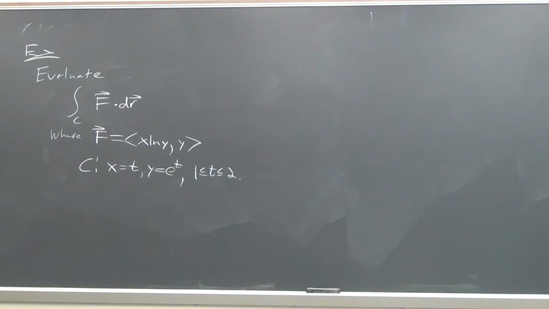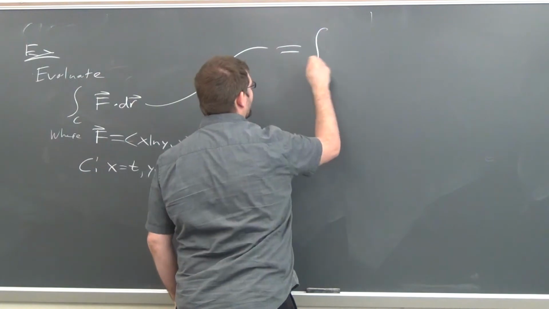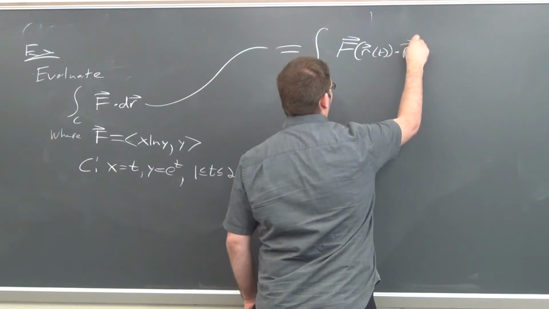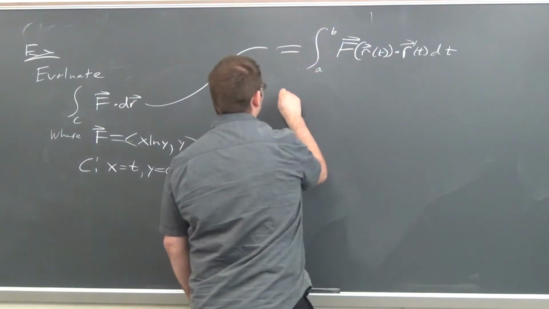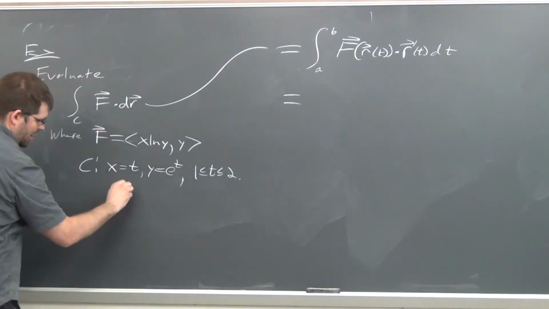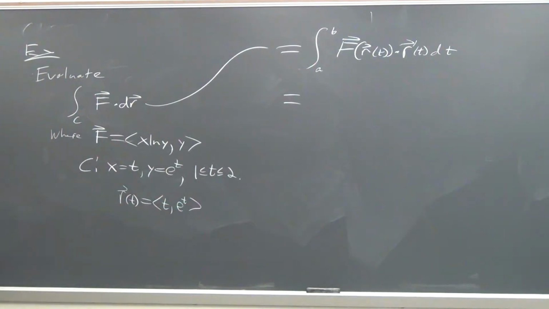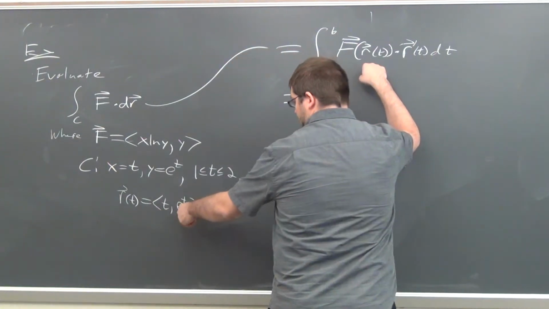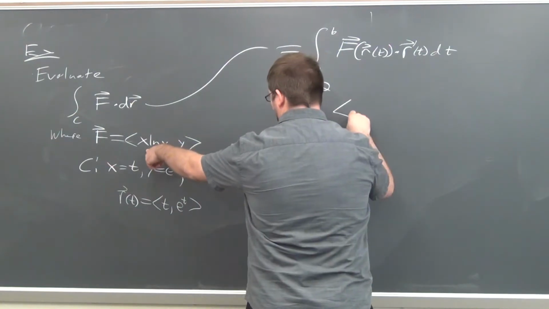Alright, so let's work this out. I guess this should be the working definition, at least for now: f evaluated at your point, dotted with r prime of t. In this case, a and b, I'll just write out a and b. Just to be clear, your r is just t, e to the t. You're just viewing that parameterization as a vector valued function instead. So you could just plug this in. t goes in for x, e to the t for y. Your bounds are 1 to 2. And so the f becomes what?